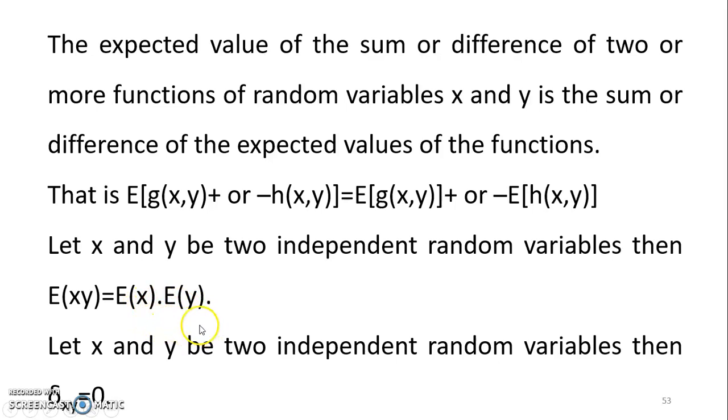functions. So let X and Y be two independent random variables. Then their covariance is equal to 0. If they are independent, then the covariance is equal to 0.